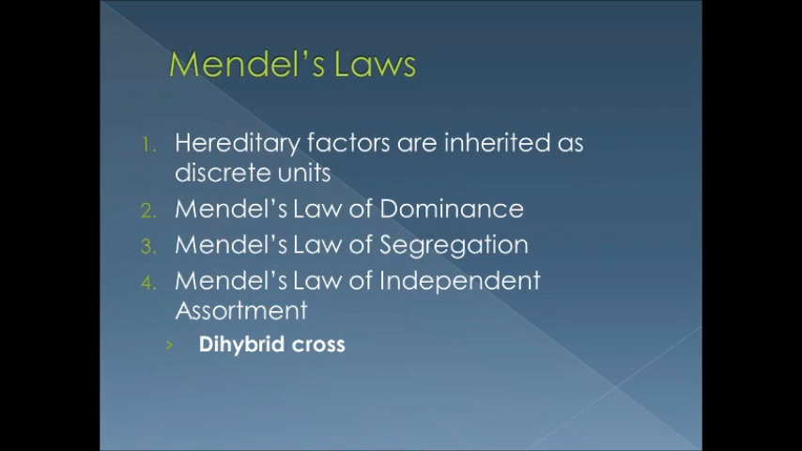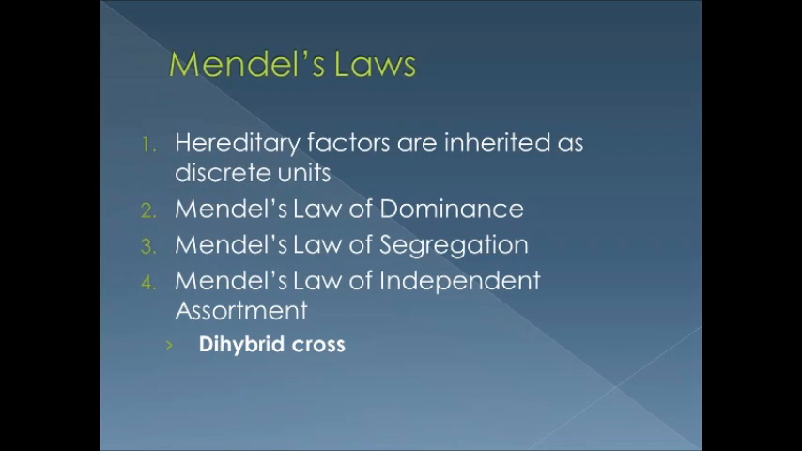So let's talk about some of Mendel's laws. He said that hereditary factors are inherited as discrete units, as genes. He had a law of dominance, which stated that one trait will conceal the presence of another. The dominant gene will conceal the presence of the recessive gene. His law of segregation states that paired genes must segregate equally into gametes, so that offspring have the equal likelihood of inheriting either factor. In his law of independent assortment, it states that genes do not influence each other. Every possible combination is equally likely to occur.